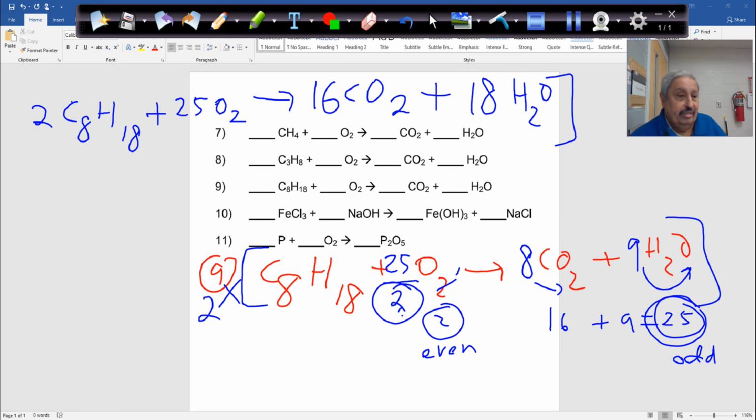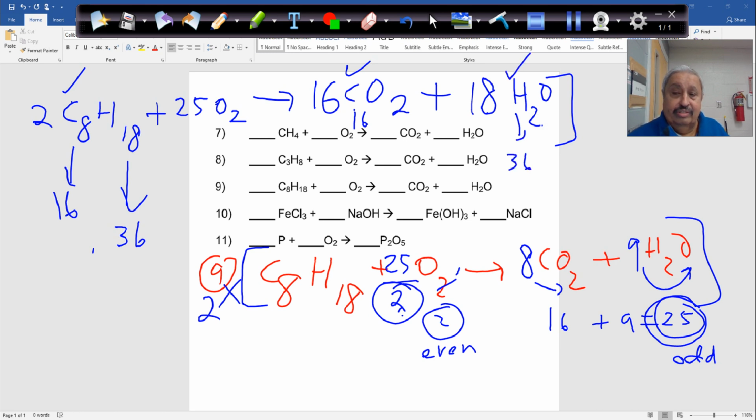Now you tell me if it's correct. Carbon is 16 here, correct? 2 multiplied by 16. Carbon here is 16. So carbon is correct. Hydrogen is multiplied by 2, that's 36, correct? And hydrogen 18 multiplied by 2 is 36. So hydrogen is good.